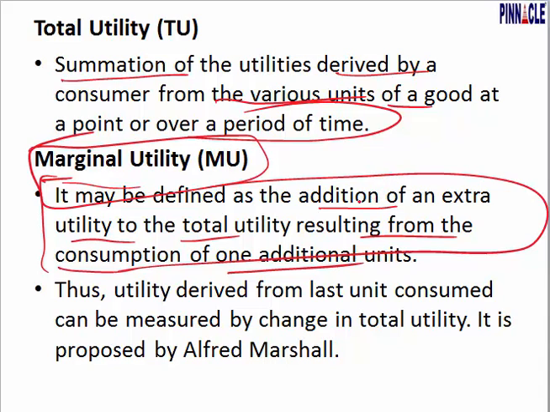Let's take an example: a person has already taken 5 chapatis. Now he will have less utility or maybe zero utility for the sixth, or you can say the marginal utility for another chapati can be very less. So marginal utility is that extra utility when an additional unit is consumed. Thus utility derived from the last unit consumed can be measured by the change in total utility. It is proposed by Alfred Marshall. So the utility concept is related to Alfred Marshall. This is very important.